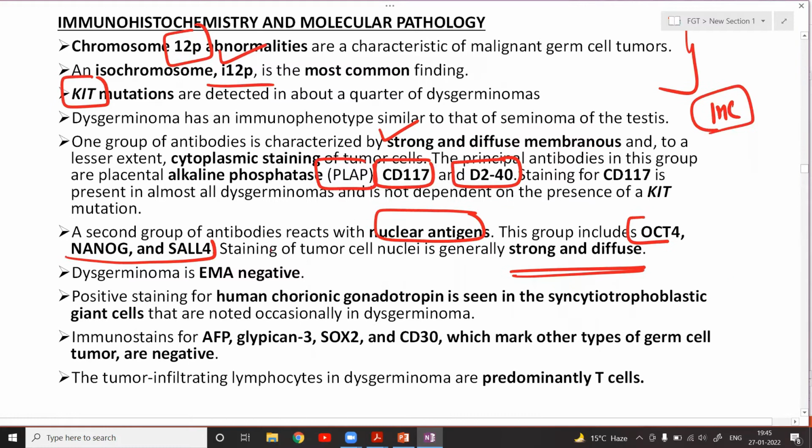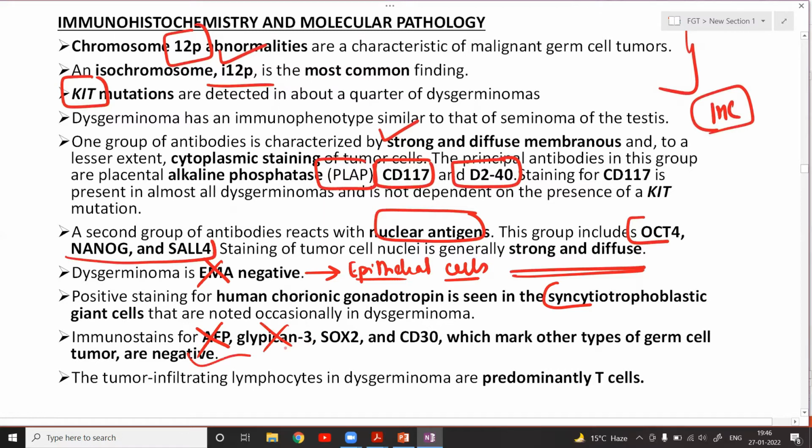So you have to remember the immunohistochemistry of the germ cell tumors, one of the most important questions which is asked. Now, always remember dysgerminomas are marker negative. So when we are saying negative, we are differentiating it from epithelial tumors. Yes, we have read about the epithelial tumors in the previous lecture, so we are differentiating it from them. Now, positive staining for HCG is seen in syncytial trophoblastic cells only. Now, remember, alpha fetoprotein, glypican 3, SOX2, and CD30 are coming out to be negative.